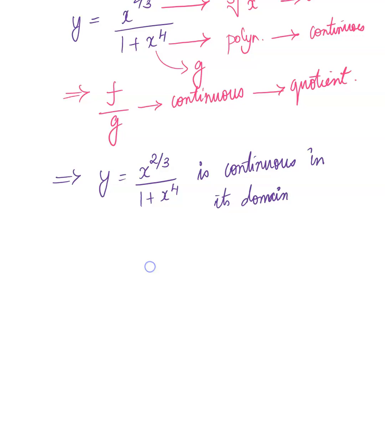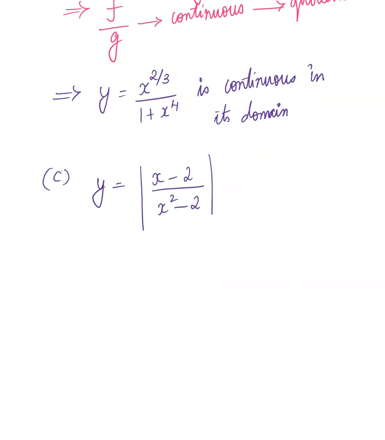Okay. Part C is y equals absolute value of x minus 2 over x squared minus 2. So for this, just focus on what is inside the absolute value bars. So if you look at what is inside, the numerator, I'll just call it NR, is a polynomial, right? That means it's continuous. The denominator, dr, is also a polynomial, so it's continuous.